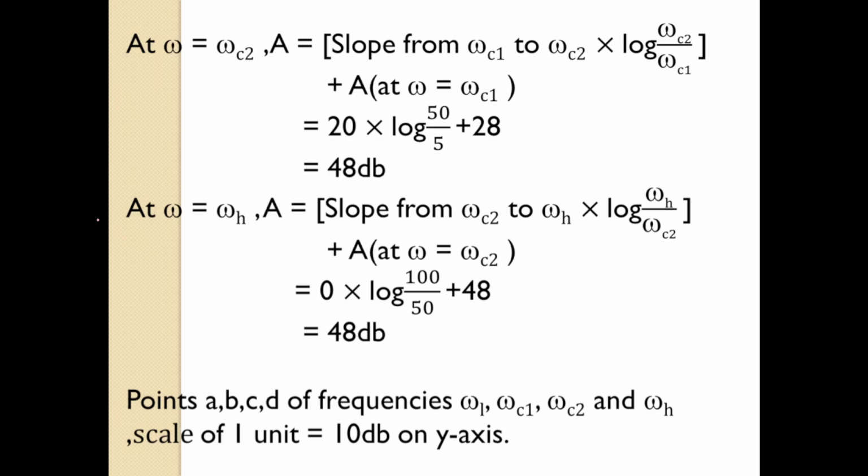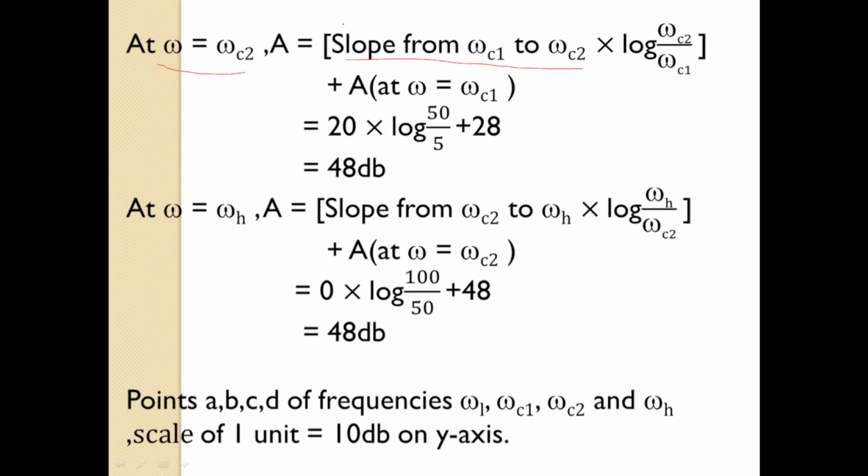Now, let us determine A for the remaining two also. After determining the A value for the first corner frequency, the formula for A will change. The formula for A uses the slope from omega C1 to omega C2. What is the slope from omega C1 to omega C2? For that we have to go to the table. We will go to the table later on. So, let us see the formula first of all. A is equal to the slope from omega C1 to omega C2 into log of omega C2 by omega C1, plus A at omega equal to omega C1.